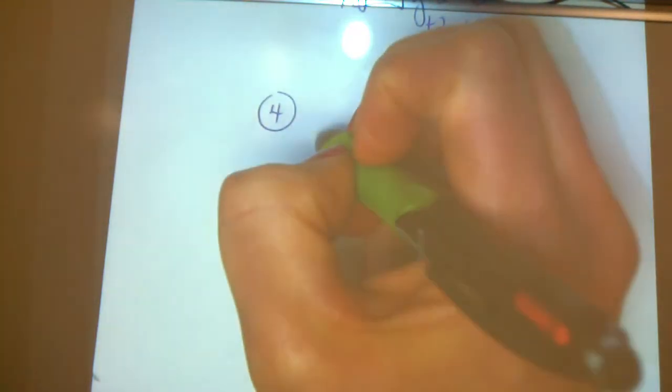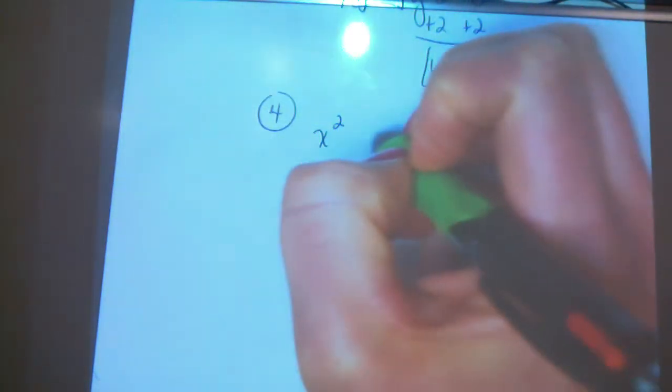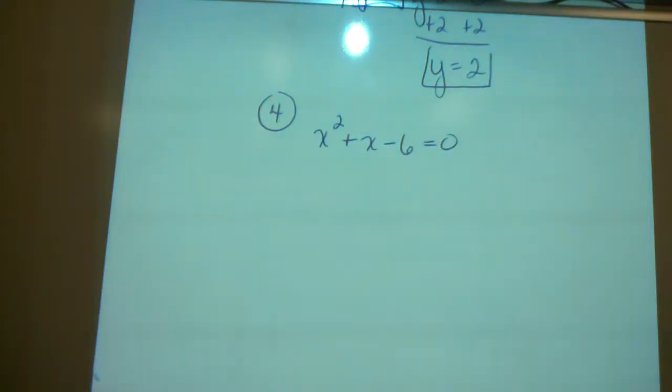I've got x squared plus x minus 6 is equal to 0. Okay, this is a trinomial. First thing I'm looking for is a GCF. Well, I don't have a GCF. Next thing is I'm looking to see how many terms there are. There are 3 terms, so the next thing I'm thinking about is, can I factor this trinomial?